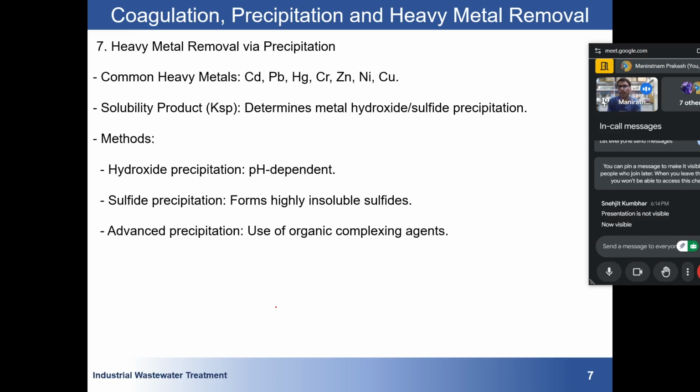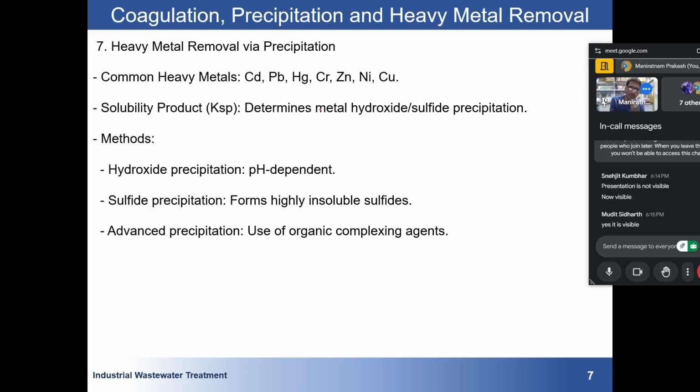Then heavy metal removal. There are several methods for this. Yes, it is visible. Some of the common heavy metals are cadmium, lead, mercury, chromium, zinc, nickel, copper. Generally, we add some kind of chemicals, so it will form a precipitate and it will be removed.